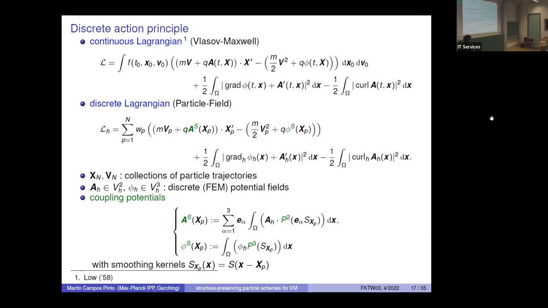And we don't just evaluate A at the particle position, we integrate it against the projection of this particle shape function. And here, similarly, for the coupling electrostatic potential, we take an L2 scalar product of phi h, which belongs to the V3 discrete space. We take the product against the projection of a smooth particle shape.